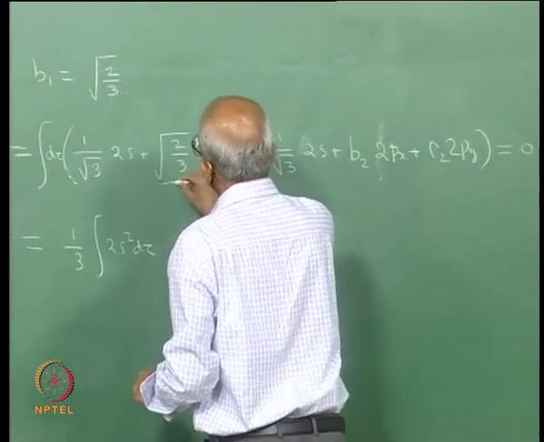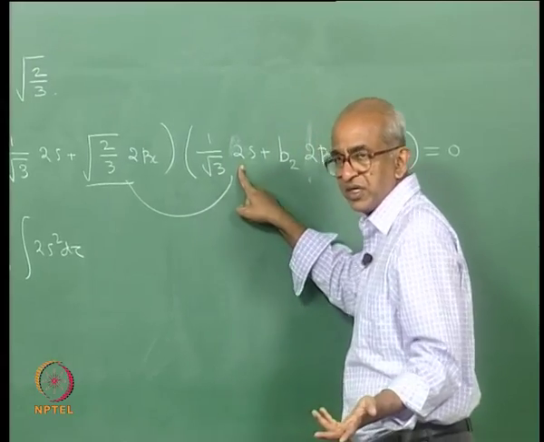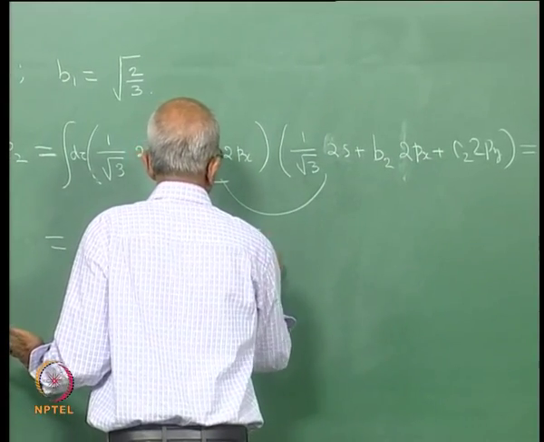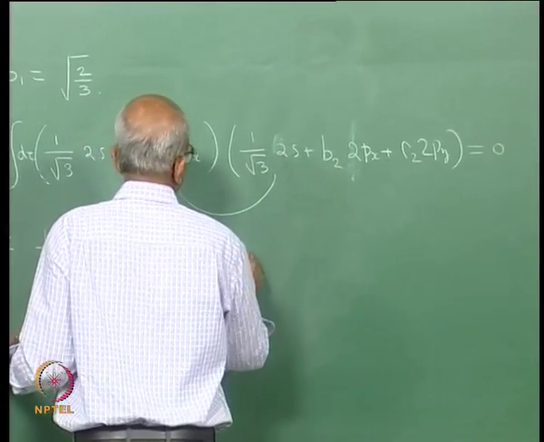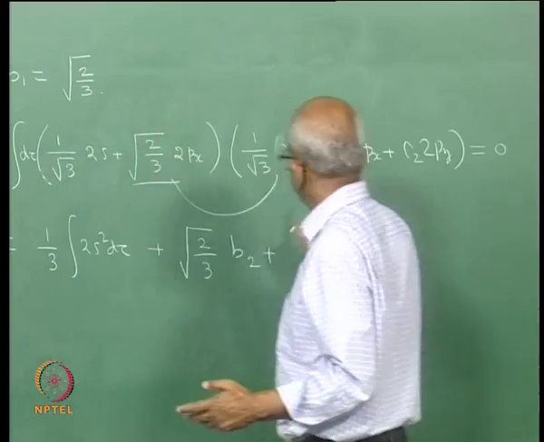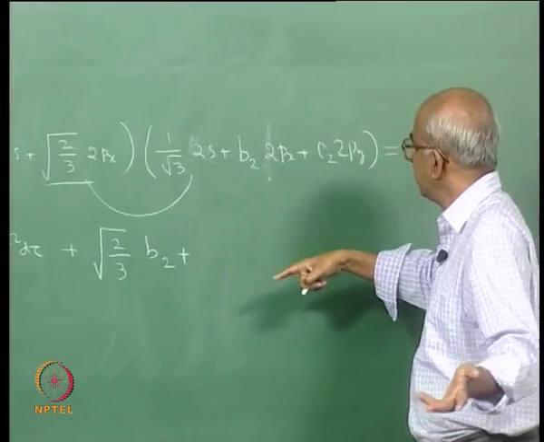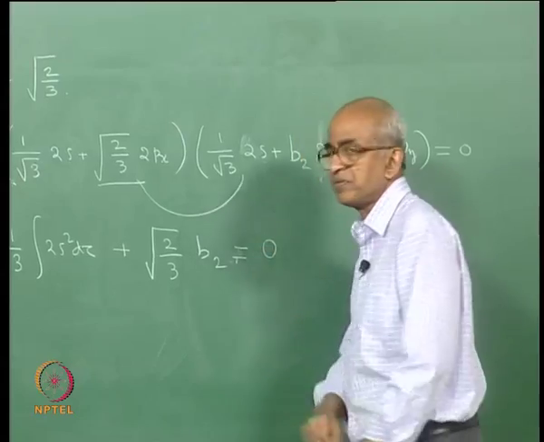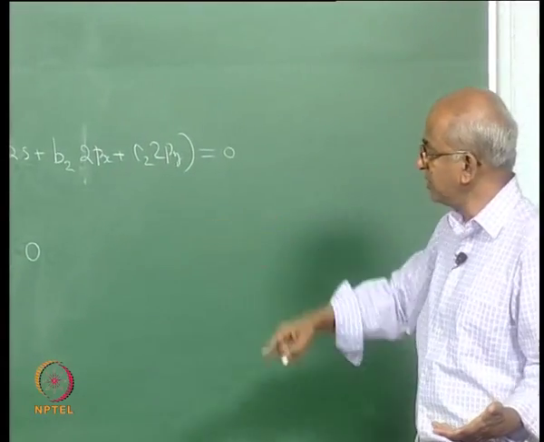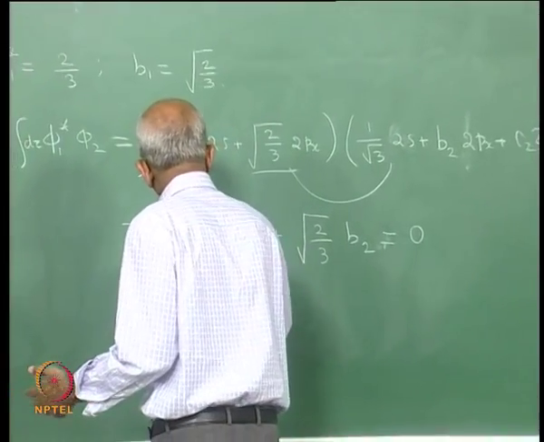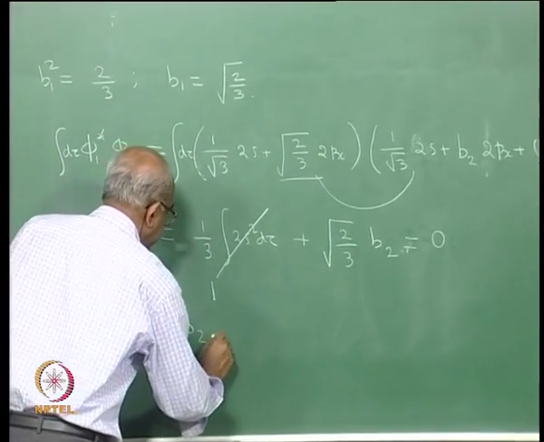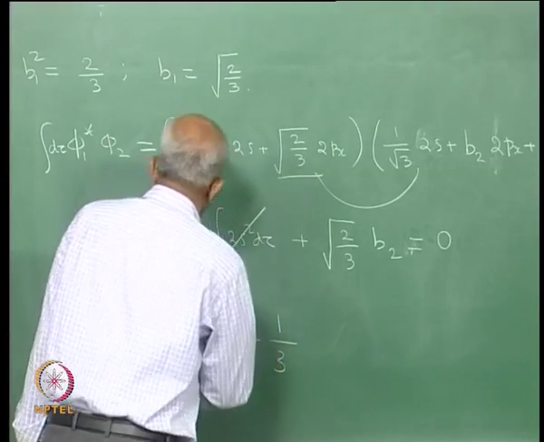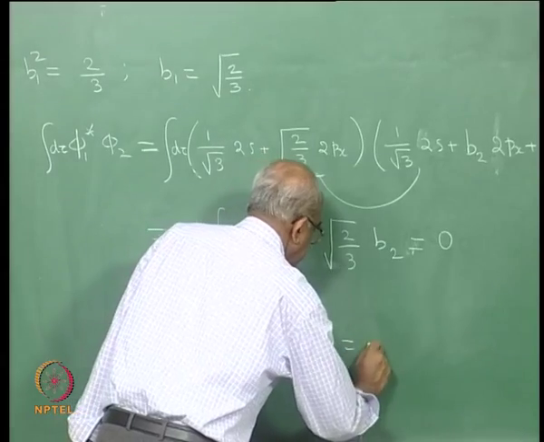Similarly, this term, if you multiply it with 2s and integrate it over the entire space, the answer will be 0. Multiply this with that, what will be the answer? It is going to be root 2 by 3 into B2, right? Because 2px into 2px, so in square integrated over the entire space is 1, and this into that integrated over the entire space will be 0. So, therefore, this is actually equal to 0, fine. And hence, I can now find B2. This object is 1, this is 1. So, what do you find for B2? B2 will be equal to minus 1 by 3 into square root of 3 by 2, which is actually equal to minus 1 by root 6.